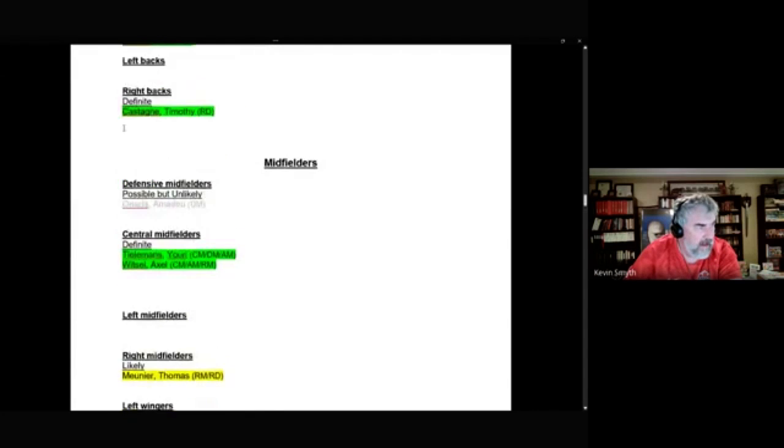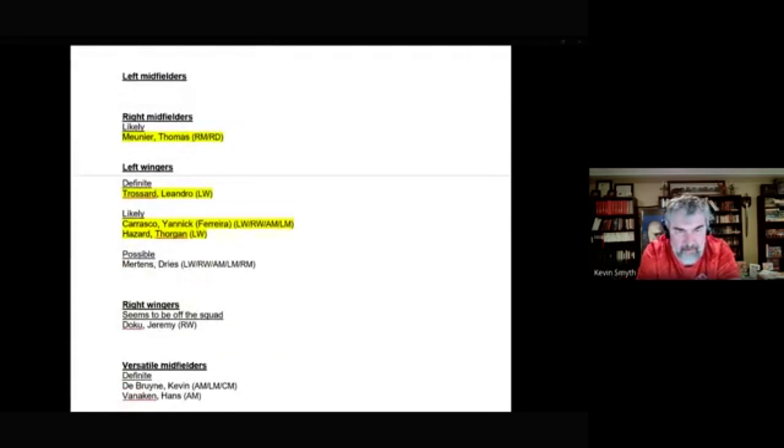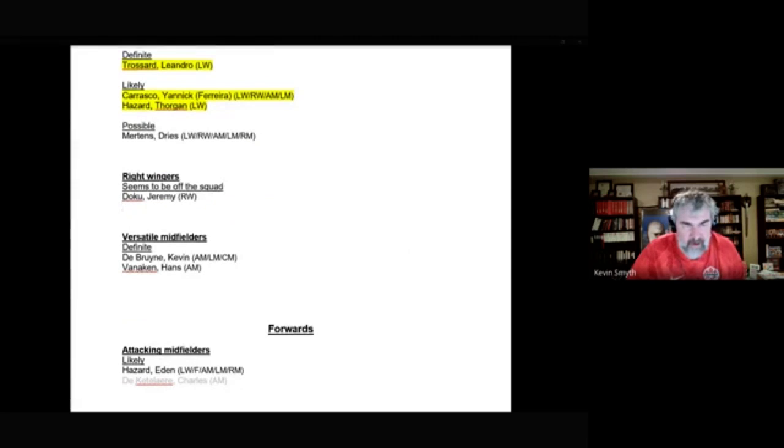And we put Castagna as a starter above. Dries Mertens, on the other hand, was not even in the mix for us there. And we think if he gets onto the field, he might even play in a different position. Okay, right wingers. We only have Jeremy Doku, but he's too new or he returned too suddenly. So, there's an outside chance of him making a bid for the right winger position, but probably not.